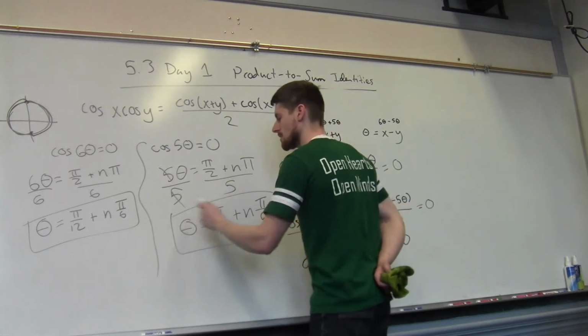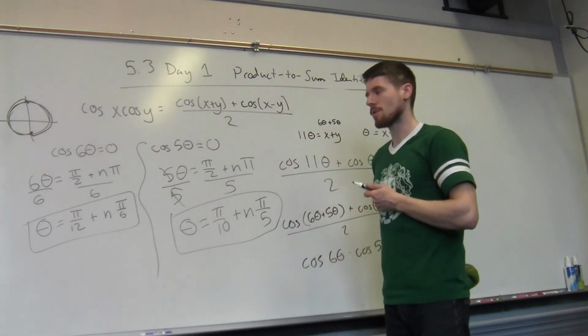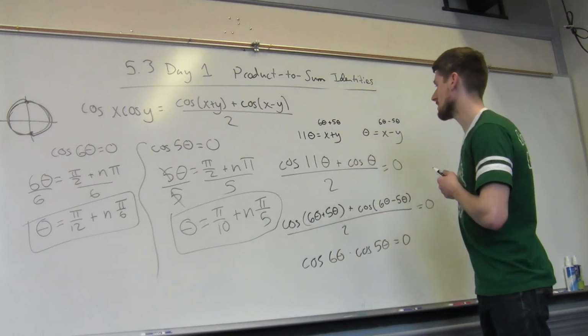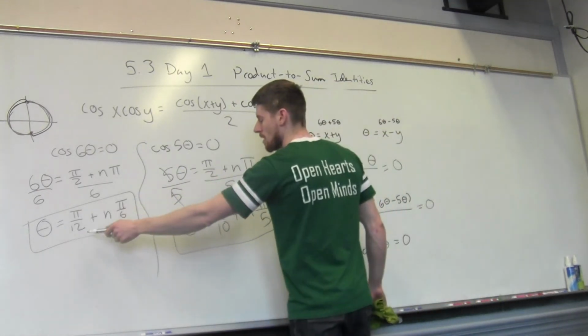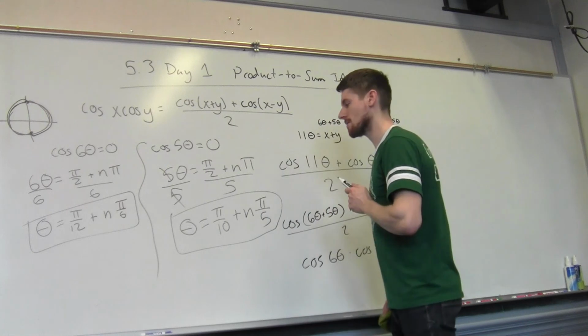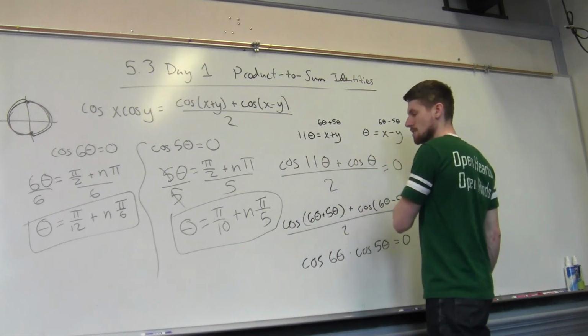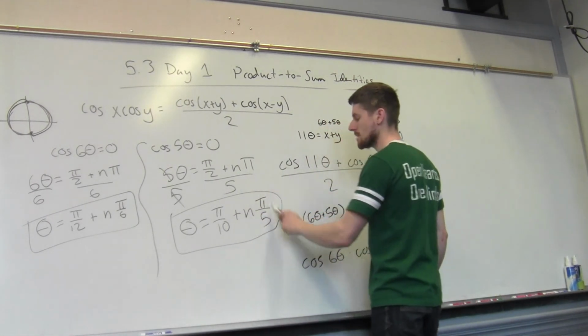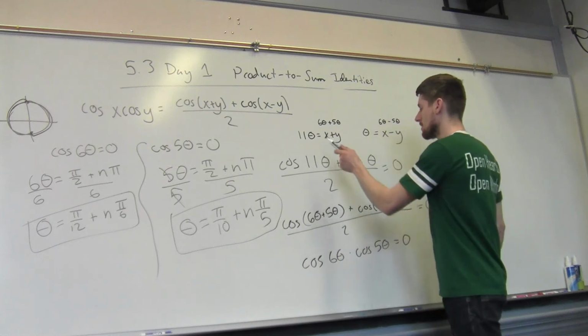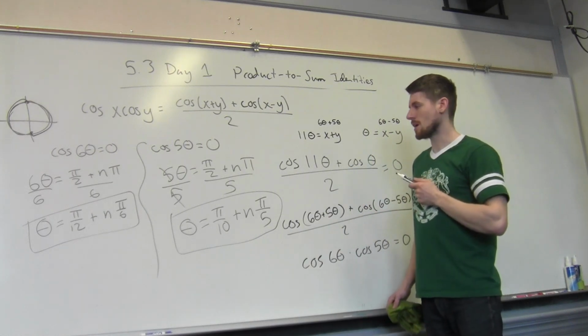And so the combination of these two sets of numbers comprises all of the solutions to this equation. You plug in pi over 12 plus any multiple of pi over 6 into here, you'll get 0. If you plug in pi over 10 plus any multiple of pi over 5, you'll get 0. That's all of the possible answers.